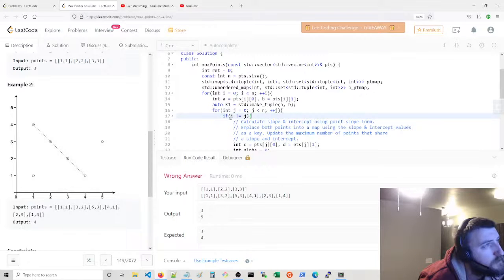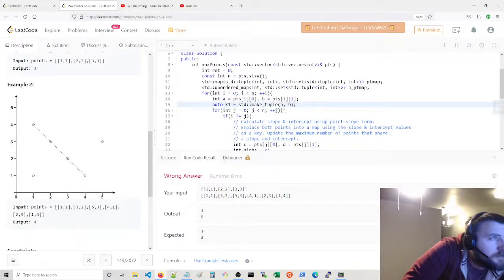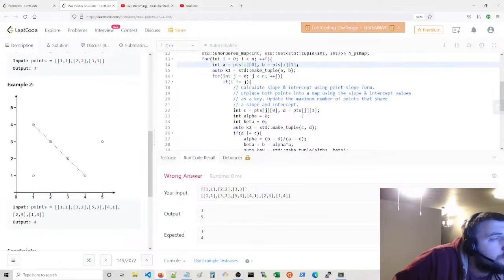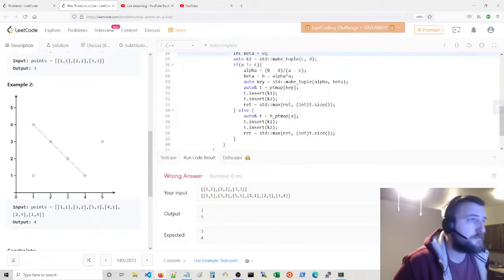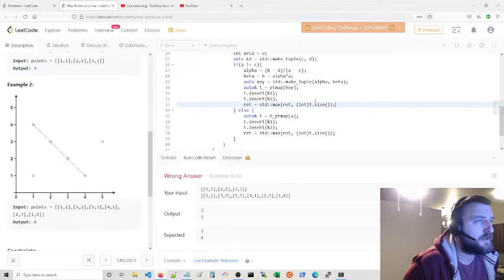How did we get the wrong answer? That's my question. Where did we get 5 from? Maybe we can print all the values in T. We can do that.